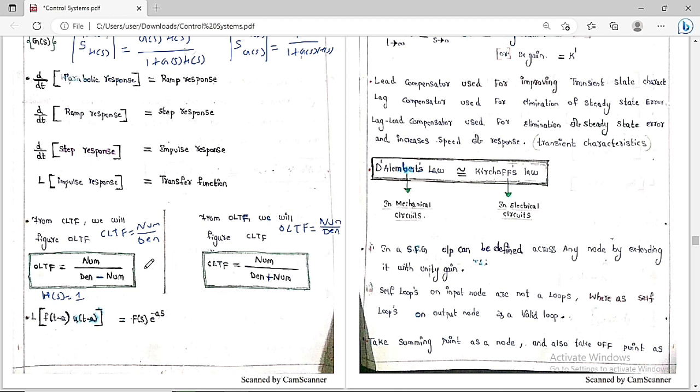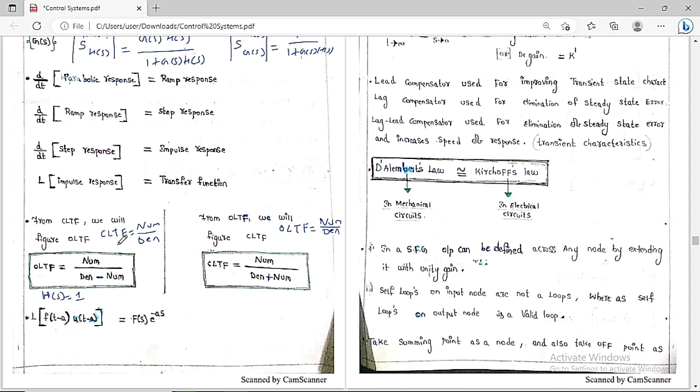So basically, if we are given the closed loop and we want the open loop, we have to remove the feedback, and remove means subtraction. Suppose they are given the open loop transfer function and we need the closed loop transfer function, we need feedback, so we have to keep it here, and keep means positive. So remove means negative, keep means positive. You have to remember.